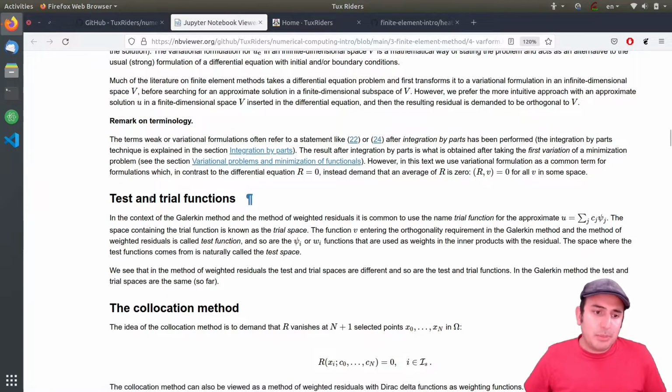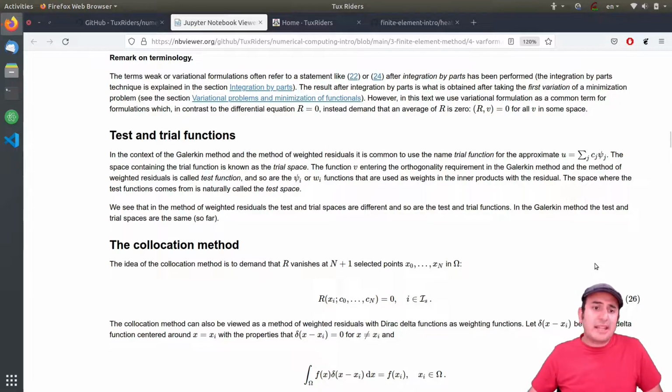So, two important concepts: we have test and trial functions. As you can see here, we have test as first, then trial. Trial functions are the functions that we approximate. In this case, u is the approximation. It belongs to the trial function space, and the basis functions that we use to approximate the main function, and then we find the coefficients.